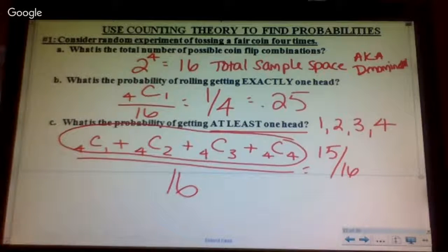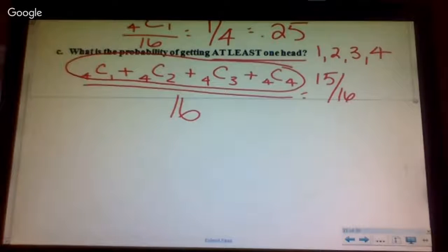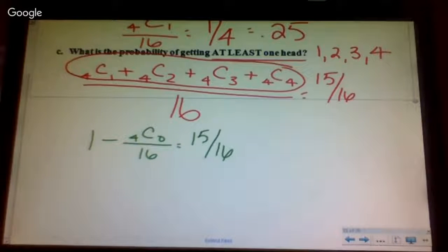Do you want the easier way to do that? At least 1 head is 1 head, 2 heads, 3 heads, or 4 heads. What's the opposite of that? What does that not include? 0. So 1 minus the probability of getting no heads. Your complement is a lot shorter than adding 1 plus 2 plus 3 plus 4. So we can do 1 minus the complement, and you still get 15 out of 16.